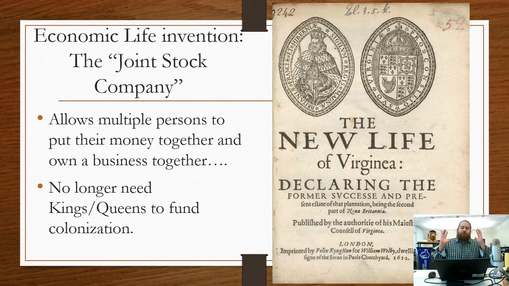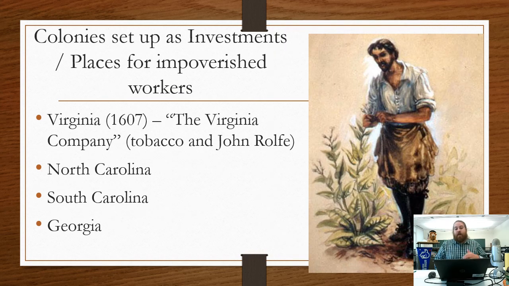And so a huge invention in economic life, in the way that we buy and sell companies, was the joint stock company, allowing multiple people to put their money together and own a business. And so Virginia was actually founded not by the King of England, but by the Virginia Company, a private joint stock company that created this colony in order to make money. And so a lot of colonies were set up that way. The very first permanent colony in the Americas, Virginia, was set up for that purpose.